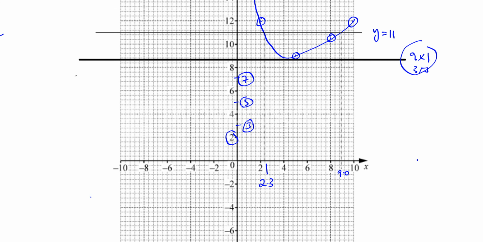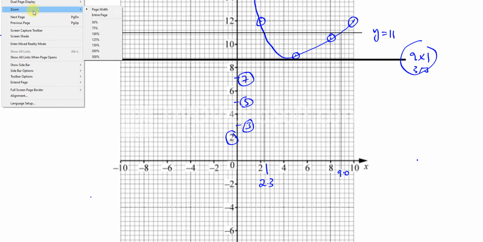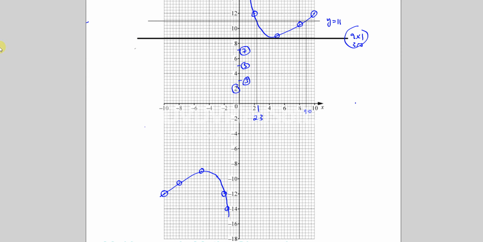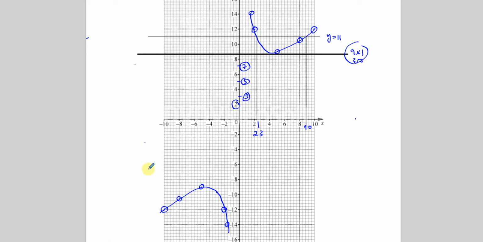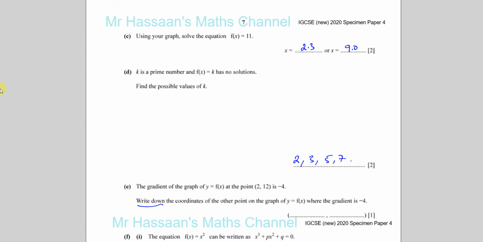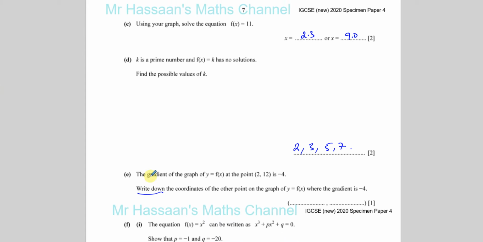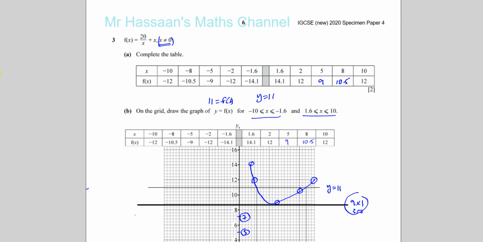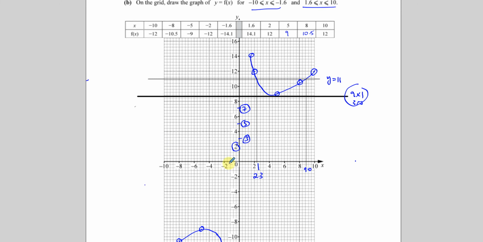I'm going to zoom out so we can see the whole thing in more detail together. Yeah, so we can see the whole graph there. The gradient of the graph at (2, 12) is minus 4. So the gradient here is minus 4, as you can see.